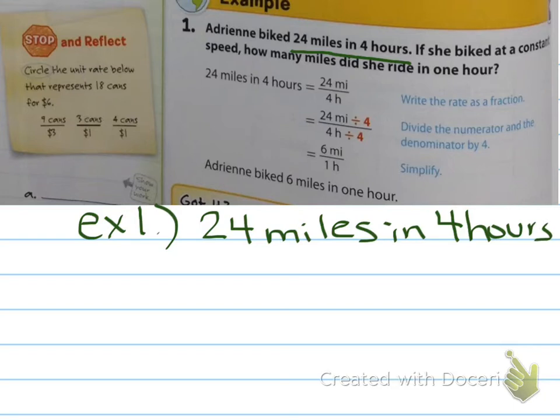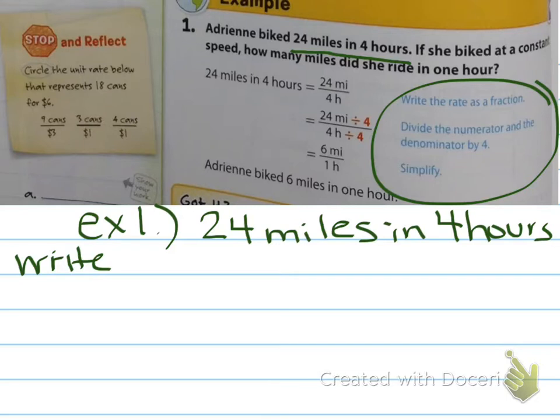So the question says, Adrian biked 24 miles in 4 hours. If she biked at a constant speed, how many miles did she ride in 1 hour? So we're finding the unit rate here. And what I want us to write down is this information right here, because I think that's really important for us to have in our notes. We're going to first say that we're going to write the rate as a fraction.